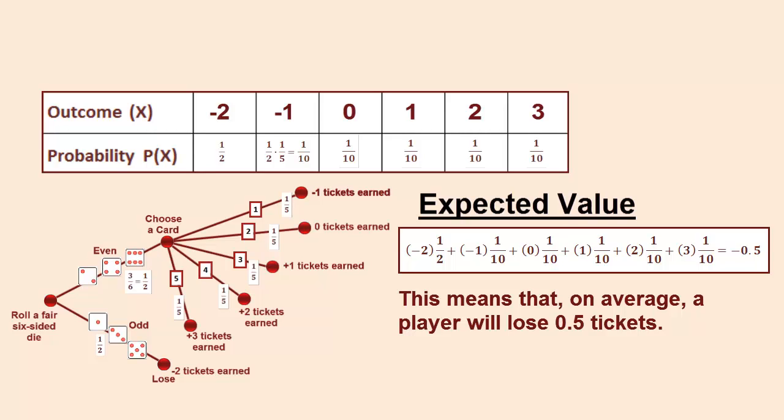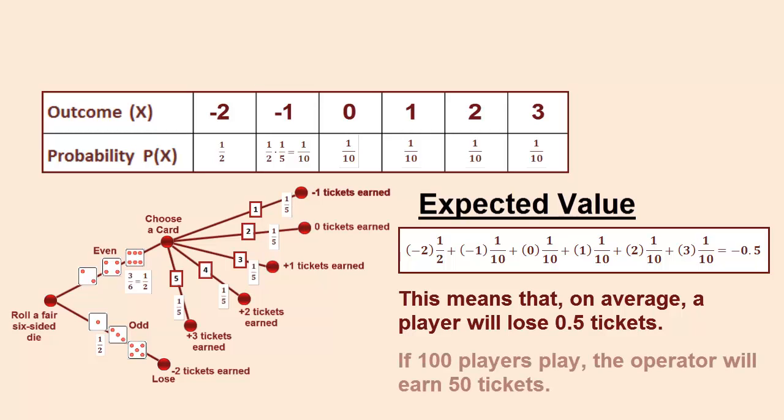So if we had 100 players play our game, we would expect to earn 50 tickets. And maybe this would be $50 if this was a casino. Maybe we only have to pay $10 for the operator and $10 for the space, and maybe we would win a profit. Who knows?